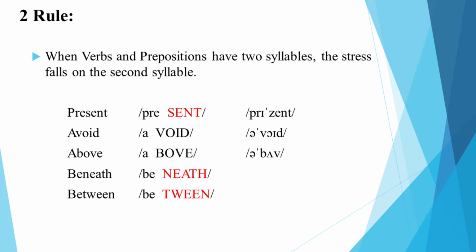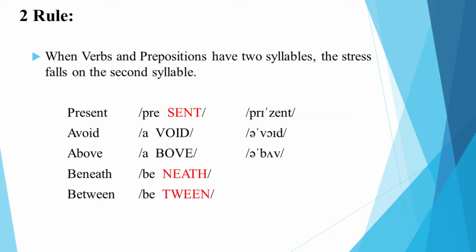And see the next word, avoid. Avoid, a 2 syllabic word, so before the second syllable we have to mark stress. The third one, above. Above is a 2 syllabic word, a should go down and bove goes up. Between, a 2 syllabic word, be must go down, between. Before tween we have to mark stress. Beneath, again a preposition, beneath. Before neath we have to give stress.